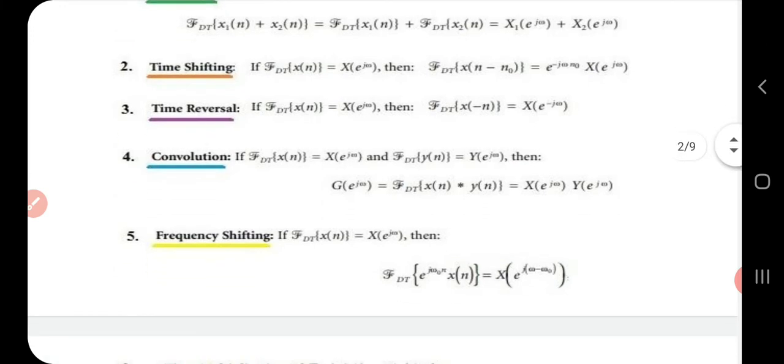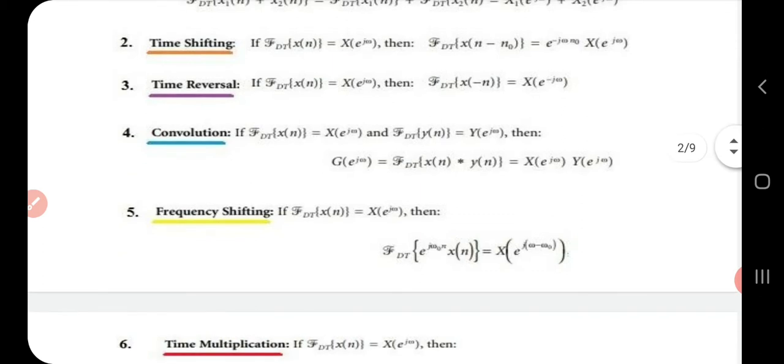Next is time reversal. If DTFT of x(n) equals X(e^{jω}), that will be the same in all cases, then DTFT of x(-n), where the negative stands for time reversal, will be equal to X(e^{-jω}). Next is convolution. If DTFT of x(n) is X(e^{jω}), and you have another sequence y(n) whose DTFT is Y(e^{jω}), then the DTFT of the convolution, represented as G(e^{jω}), will be equal to the DTFT of the product of x(n) and y(n), which is again equal to X(e^{jω}) Y(e^{jω}).